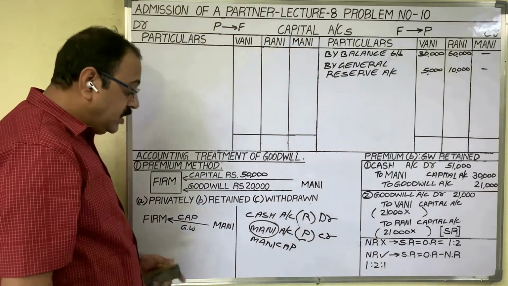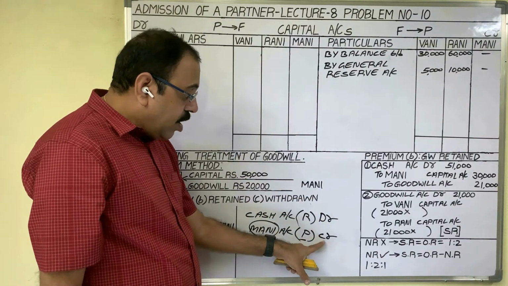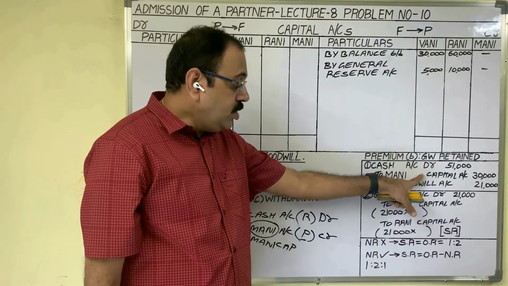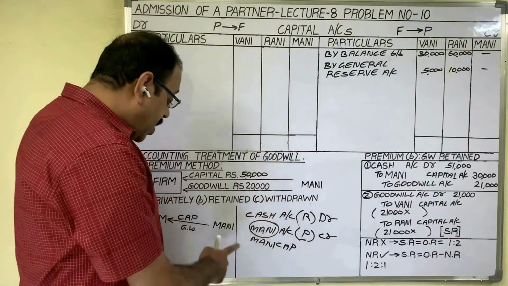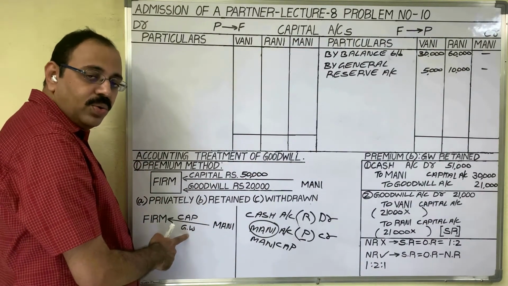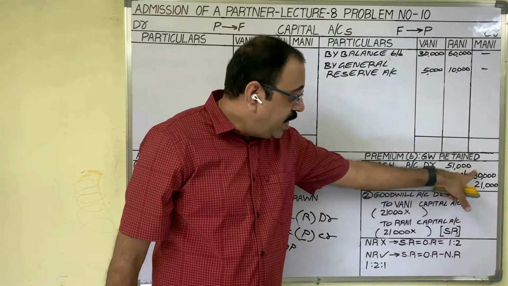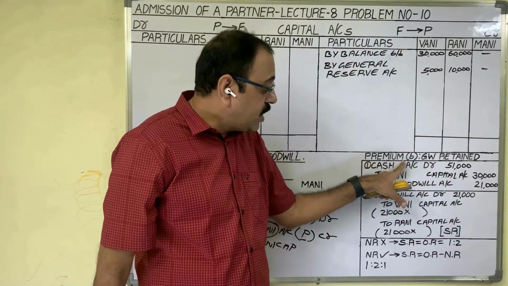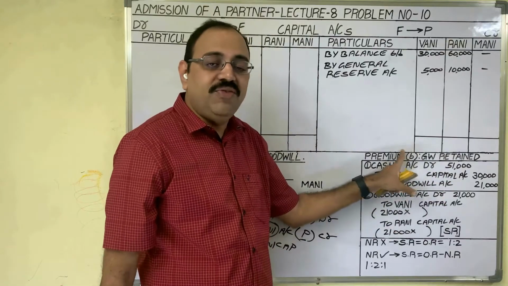Then the entry is: cash account debtor to Money capital account, to goodwill account. Why? Because not only capital, the new partner is bringing goodwill also. Therefore, we should credit goodwill also. Capital 30,000 rupees, goodwill 21,000 rupees. Total how much cash is coming into the firm? 51,000 rupees. This is the first entry.